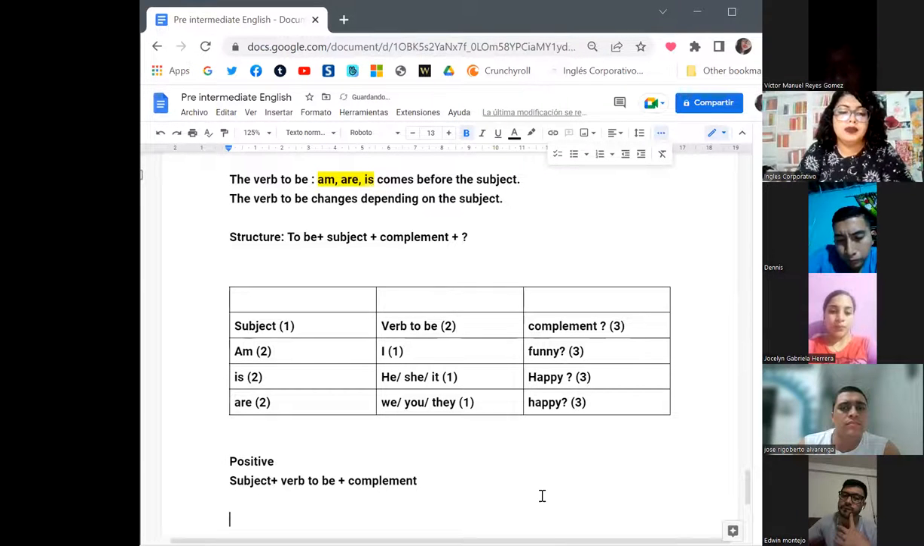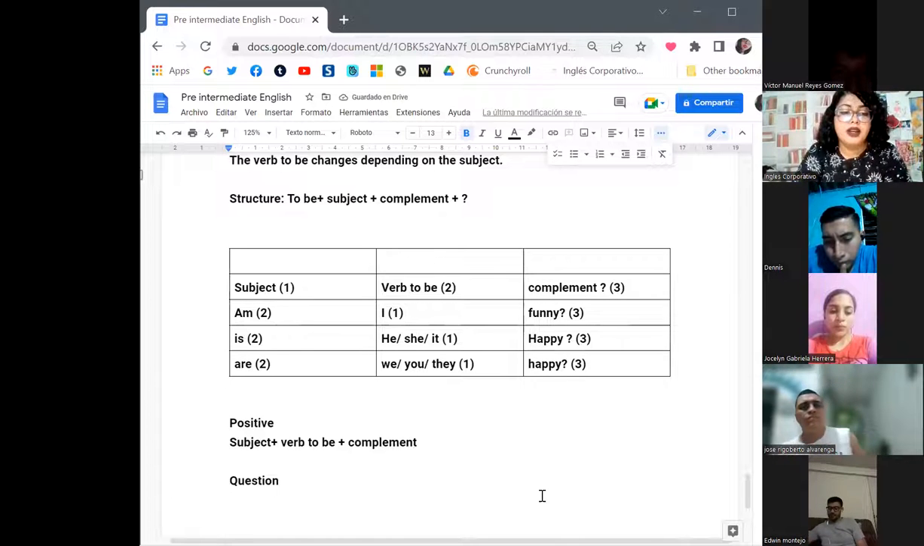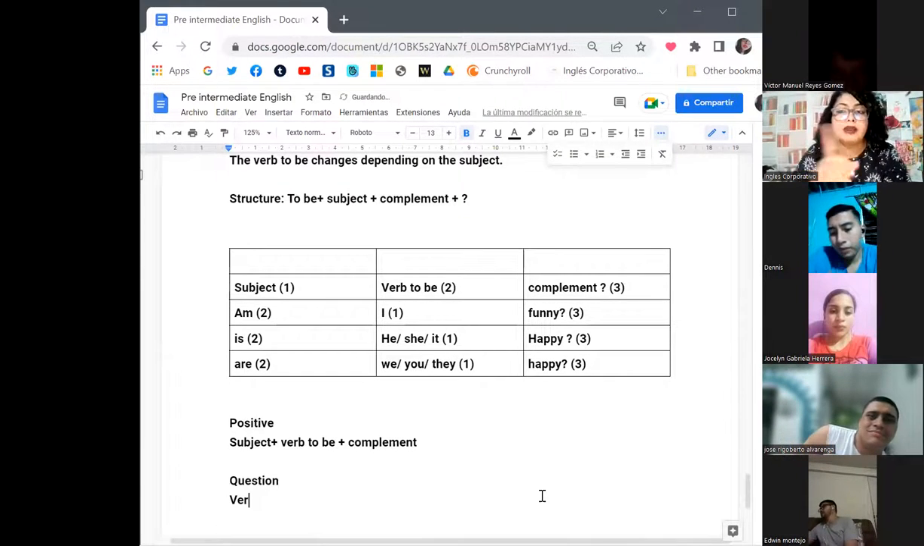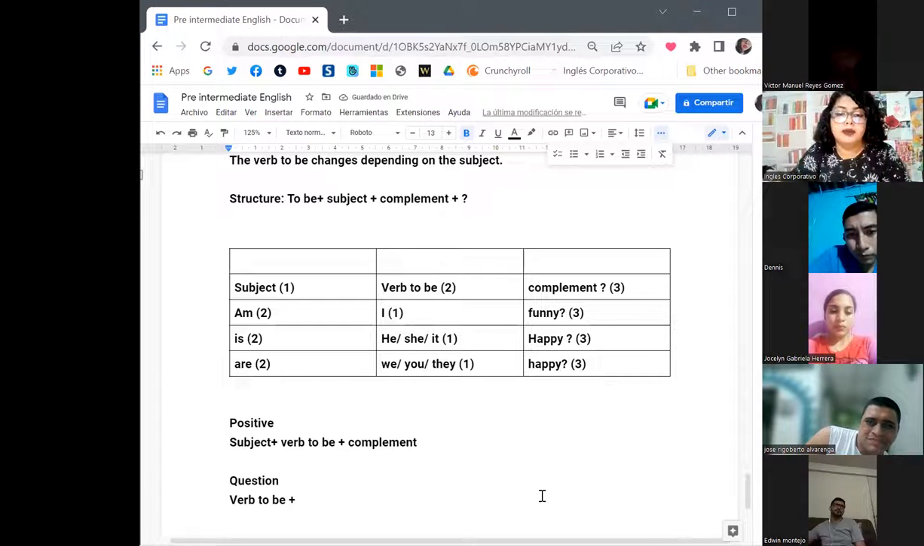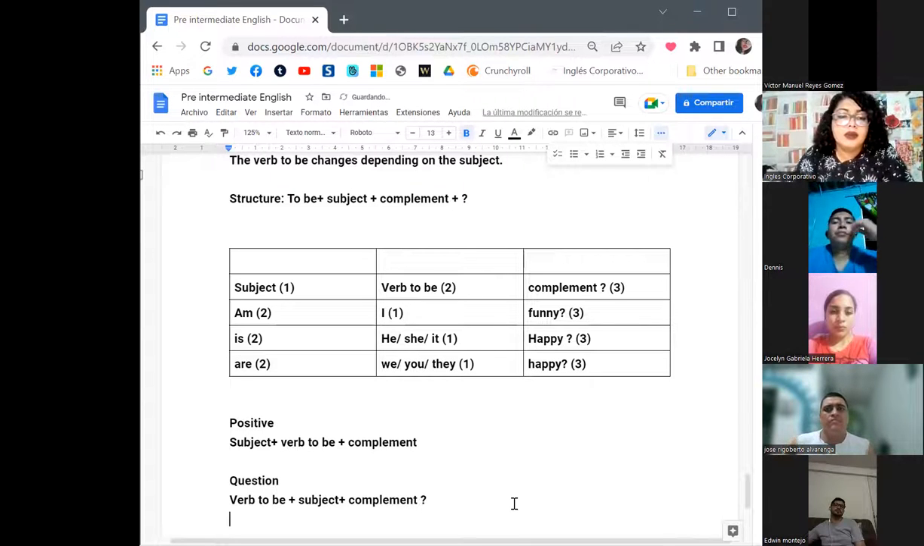In question, we have this structure. First, we have verb to be. Cambiamos el verbo to be y lo ponemos en el primer lugar. Verb to be. Luego, cambiamos al sujeto del primer lugar al segundo. Subject. Y el complemento queda igual. Solo que le agregamos el question mark. Entonces, solo vamos a cambiar de lugar. That's it. No vamos a hacer nada más. Solo cambiar de lugar. Examples.